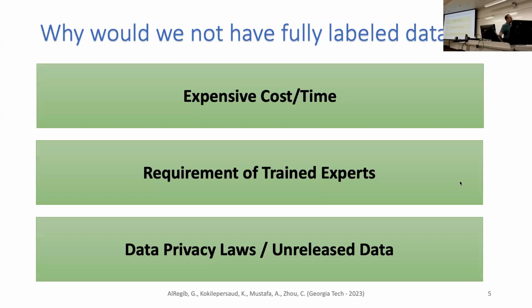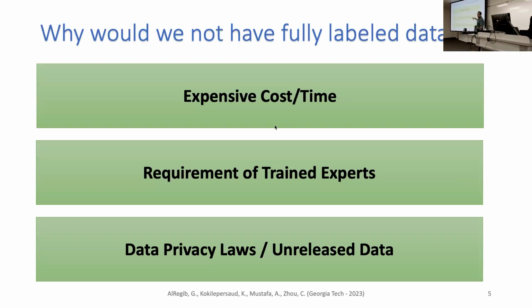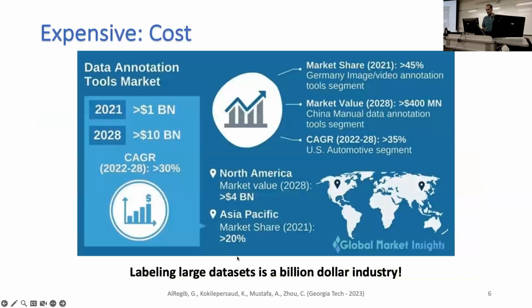So let's look at the main reasons why we may not have fully labeled data, right? And we can split these into 3 different categories, but these are the primary ones, and there are many other reasons. So the first one is the expensive labeling process, either in terms of cost or time, and I will share more detail about this in a minute. And then the second one is in some applications, like the medical field, for example, you need a trained expert, right? Which is not very easy to get. And then, of course, we have all the privacy and security problems.